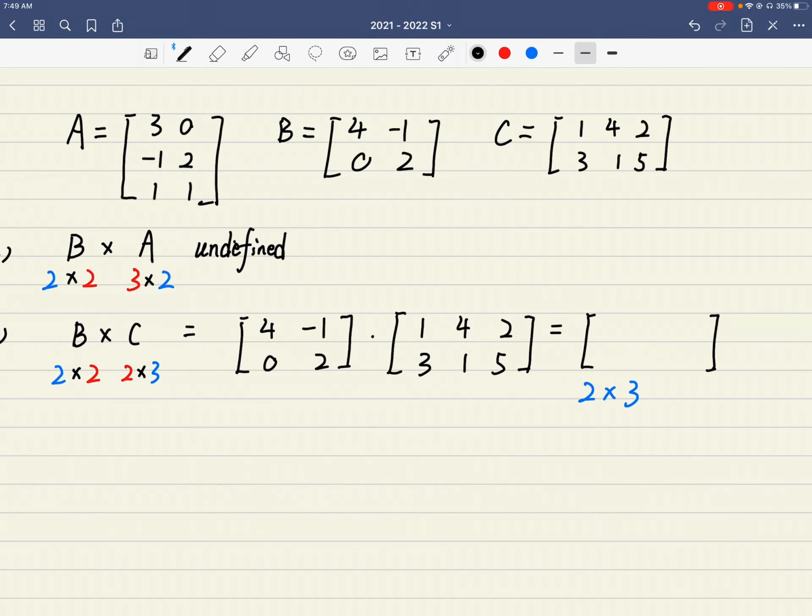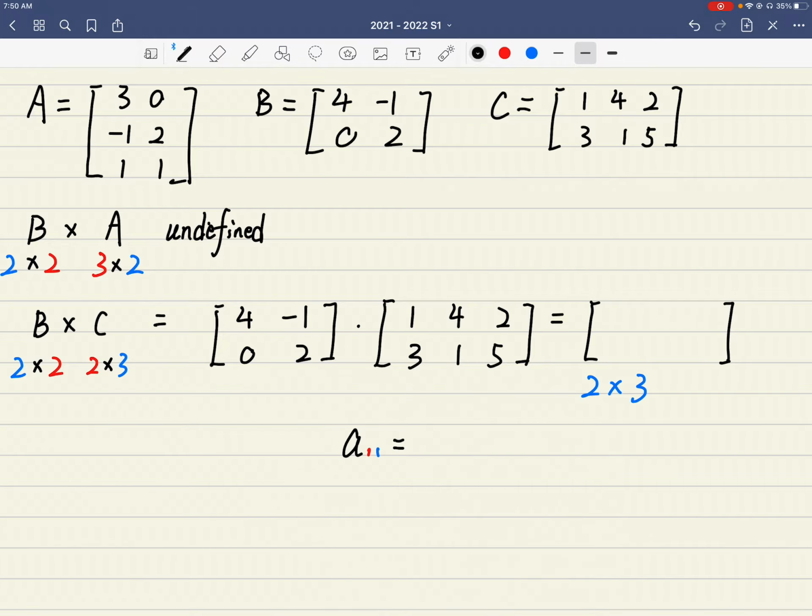Then the third step is what are all the entries? For example, this first entry, we call it A11, because it's on the first row and the first column. So how do we get A11? It's from the first row of the first matrix and the first column of the second matrix. So the result is the first row of the first matrix times the first column of the second matrix.